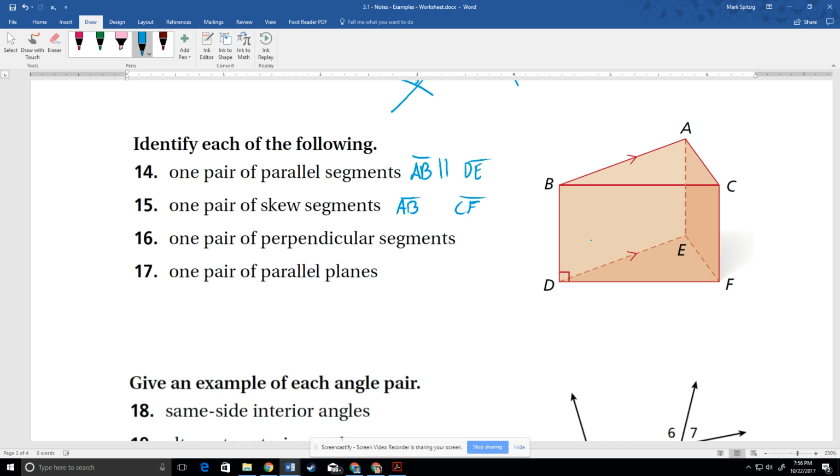CB wouldn't work. Those are on the same plane. They intersect, like a lot of stuff there. But so we'll just say that those are skew. One pair of perpendicular segments.